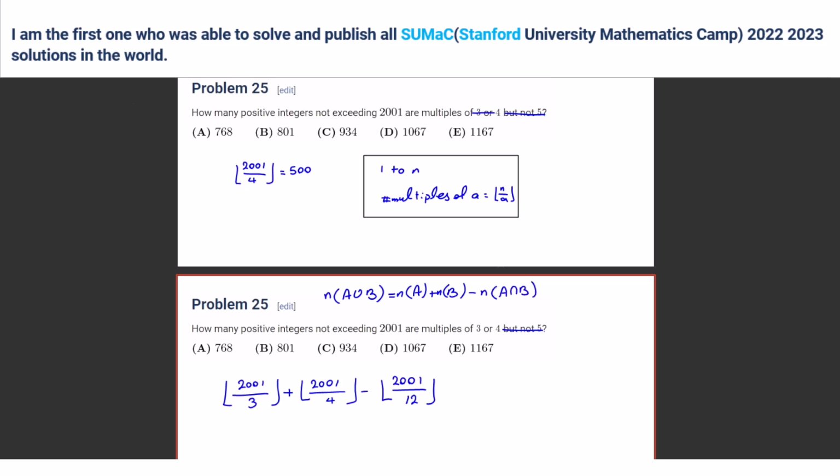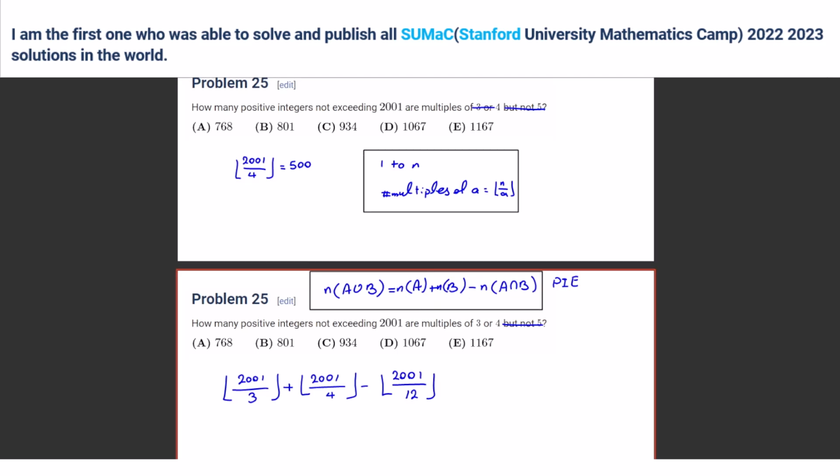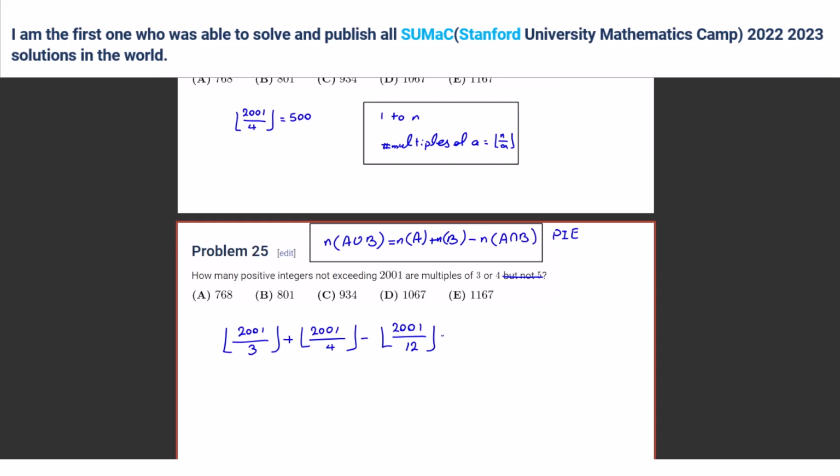Have you seen this formula before? I think so, yeah. Okay, we call it PIE, principle of inclusion and exclusion. But this is for 2 subsets. For 3 subsets, 4 subsets also we have this. Okay, so if we calculate it, 2001 over 3 is what?